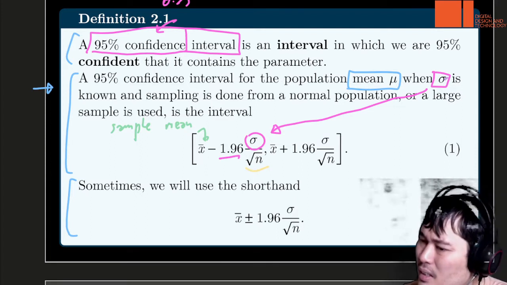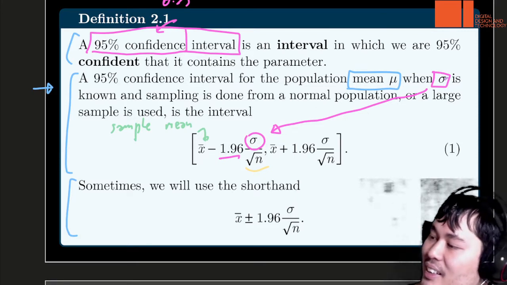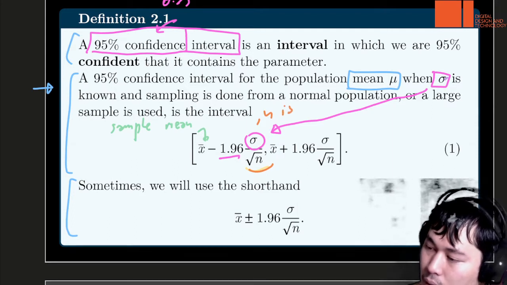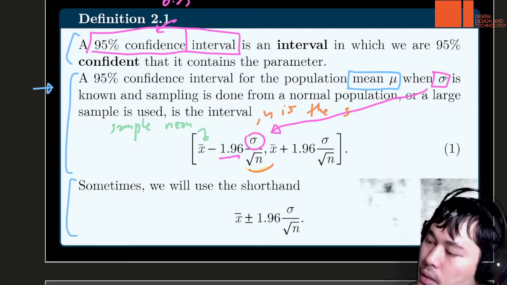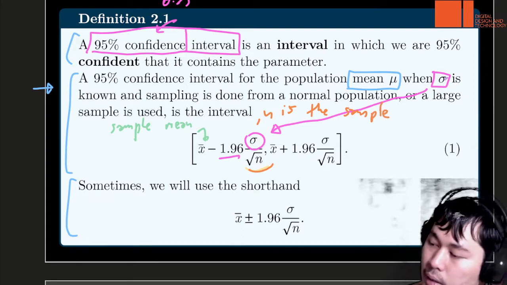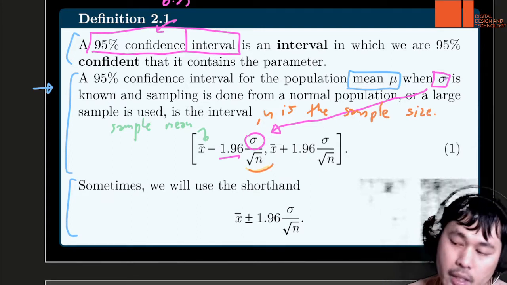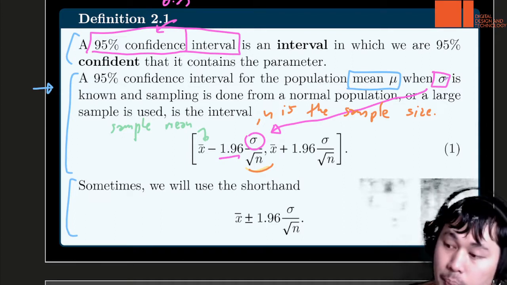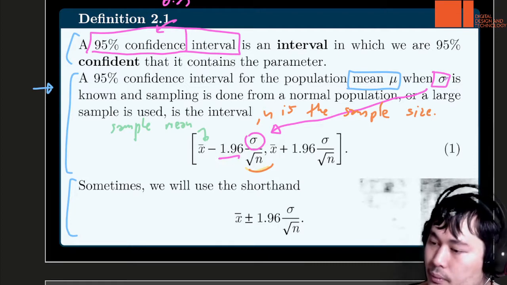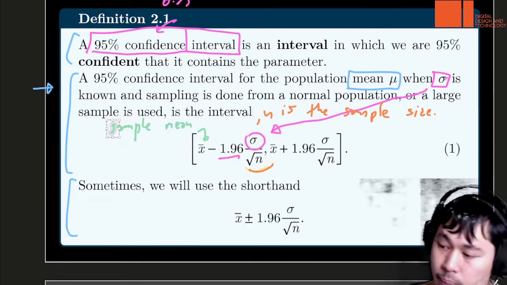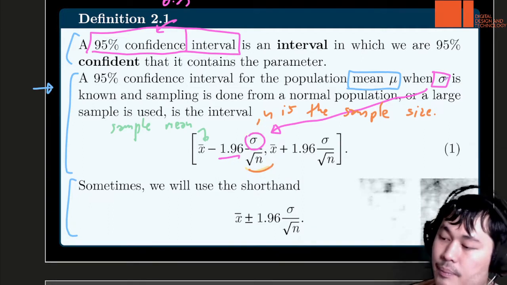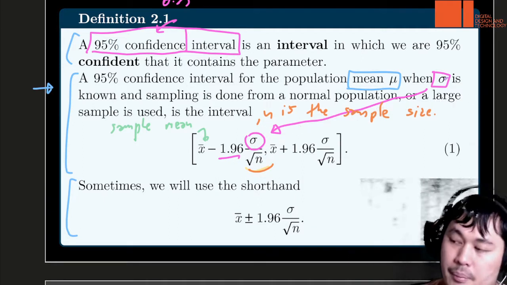N here is, oh, I forgot to mention n. Let's use orange. N is the sample size. So how many people you survey, or how many balls you pull from the bag. That's n. And if you plug everything into the formula, then you get a single number out of it. And n is what you get from the sample. Right? But this sigma is given in the statement of the problem.